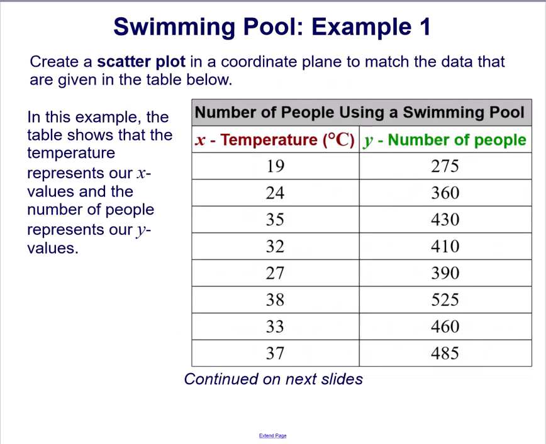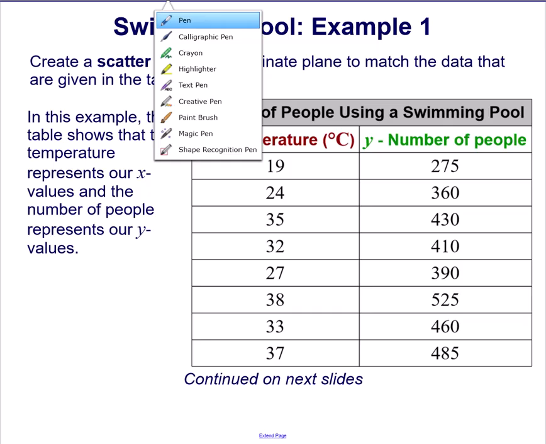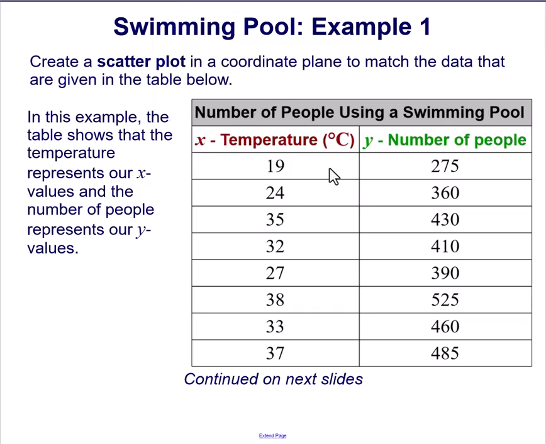Let's consider this first example. Create a scatter plot in a coordinate plane to match the data that are given in the table below. In this example, the table shows that the temperature represents our x values and the number of people represent our y values. So if we look at this first scenario, we have our first temperature, the Celsius temperature is 19 degrees.